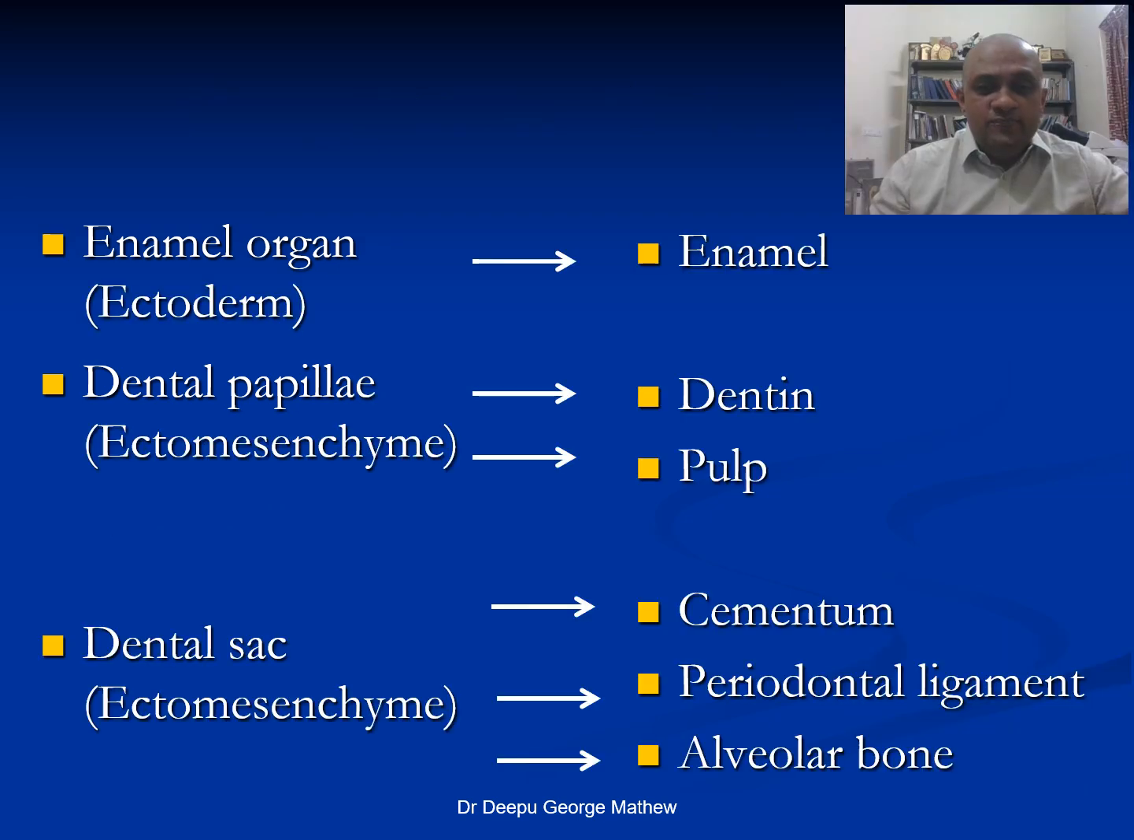So that is what is being shown here. So easily you will be able to identify: the enamel organ produces enamel, dental papilla, which is an ectomesenchymal structure, produces dentine and pulp. Dental sac produces cementum, periodontal ligament, and alveolar bone. So these are the basic things that you have to keep in mind.